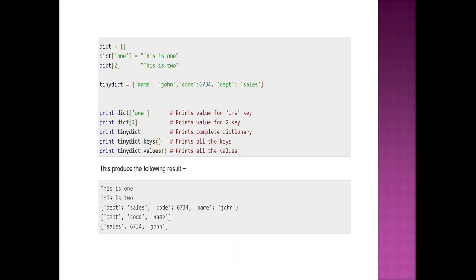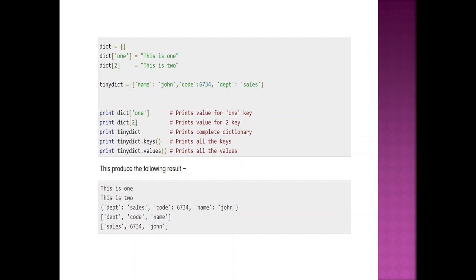As I said, in a dictionary the values will be in the form of key-value pairs. It will be very clear from this example: name John, code 6734, department sales. The first element is John, whose key is name. The second value is 6734, whose key is code. The third element is sales, whose key is department, that is DEPT.